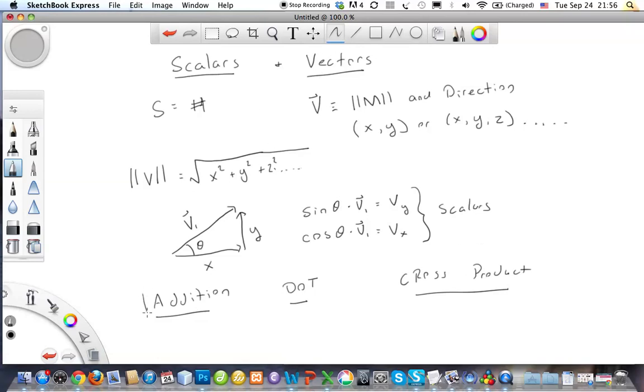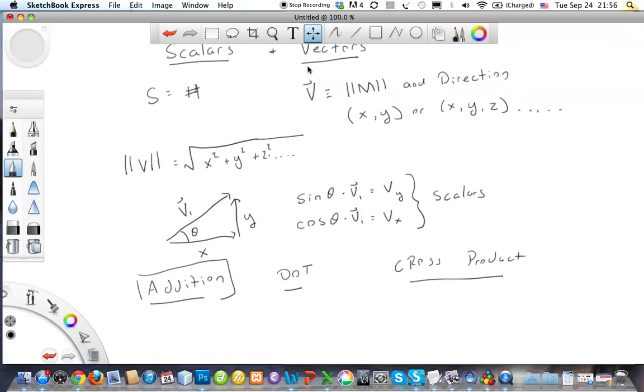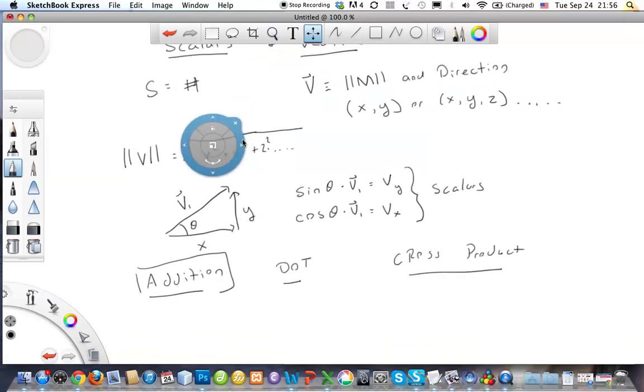So, with that being said, I am actually going to first describe a little bit more about magnitude.